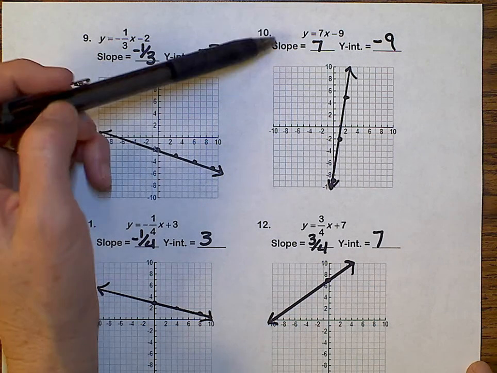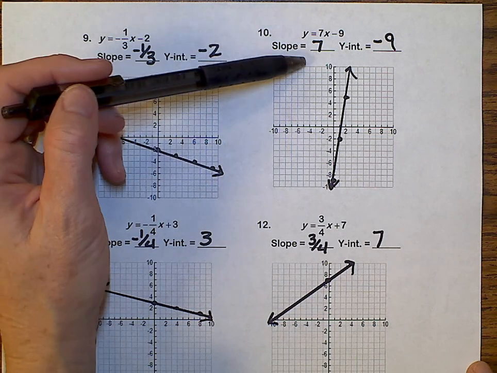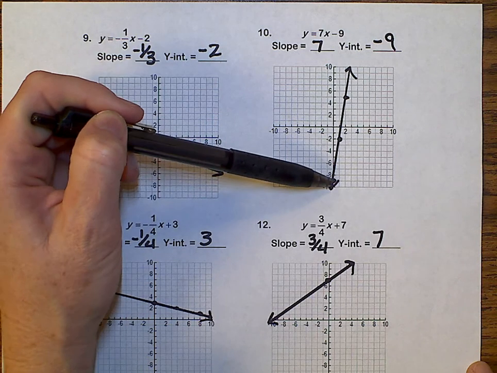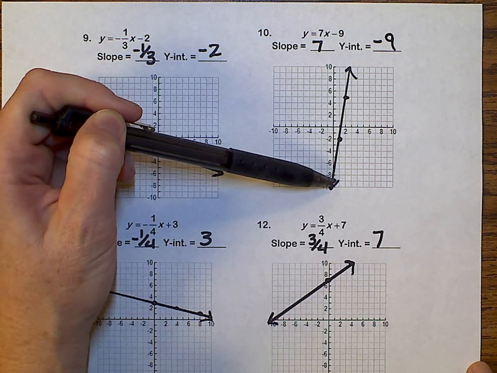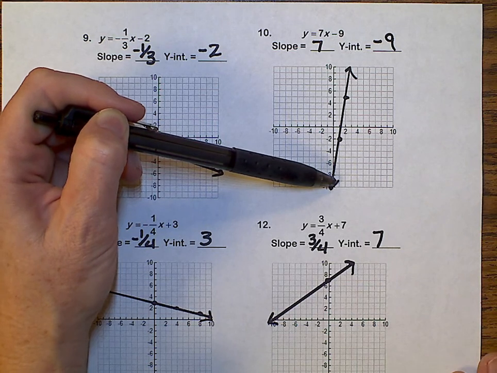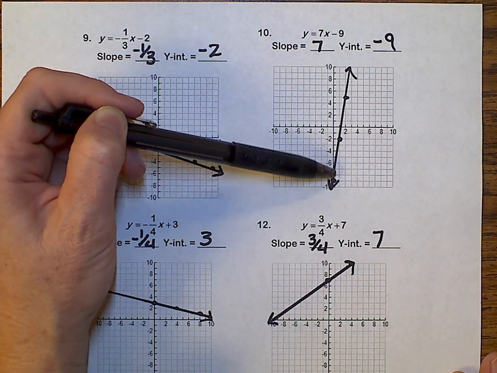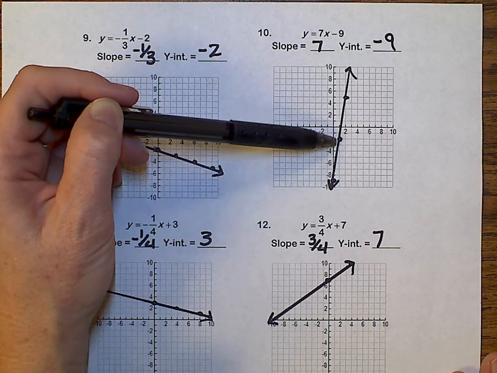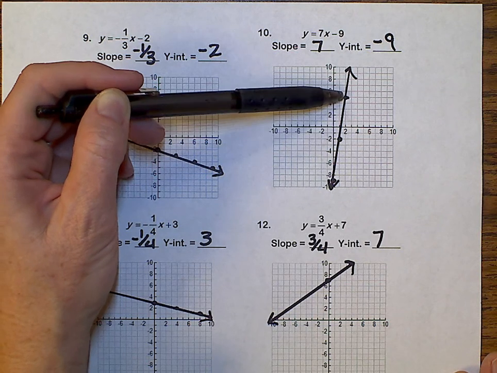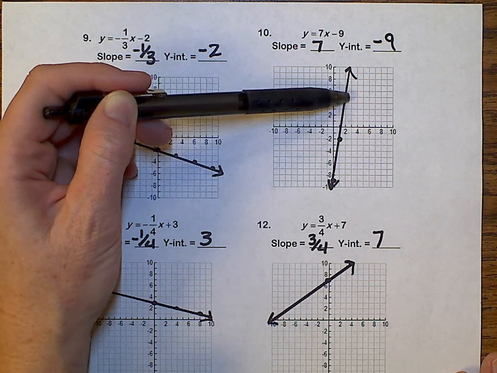Again, number 10, we have negative 9 as our y-intercept. So we go down to negative 9 on our graph. And then our slope is positive, and that's 7 over 1. The 7 is the y, or up and down, and the 1 is the left and right. So we're going to go 1, 2, 3, 4, 5, 6, 7 up, and 1 over. 7 up, and 1 over. Then we just join our points.